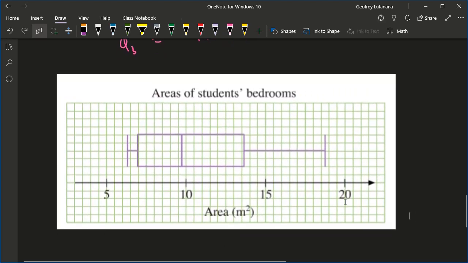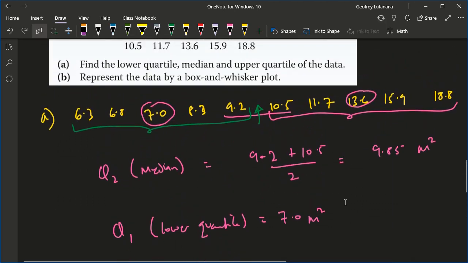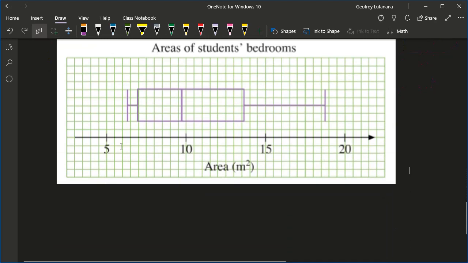One, you need to determine a suitable scale. Given that our numbers range from 6.3 to 18.8, counted in 5s, each small box represents one. So there are 5 over here, 5 over there, so it moves in steps of 5, 10, 15, and 20.